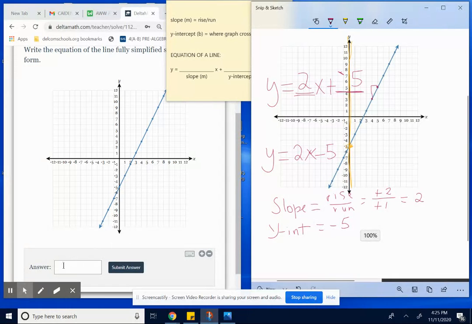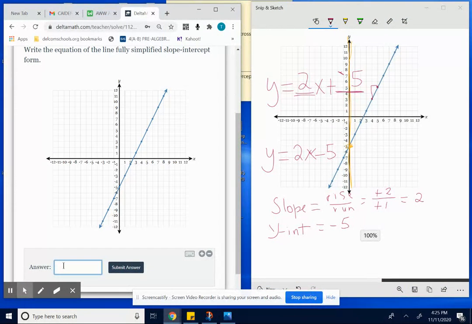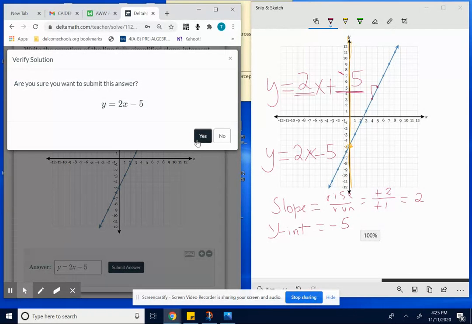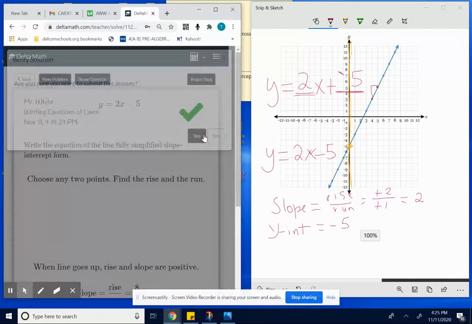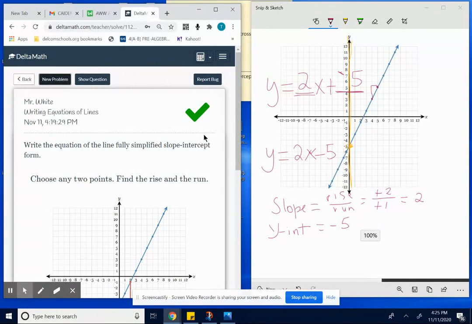So in the answer, you have to type it all. You have to type the y and the equals and the 2x minus 5. 2x plus -5 would have worked as well. Okay, just click submit. It's going to say, are you sure? If you miss it, you'll get a second chance.